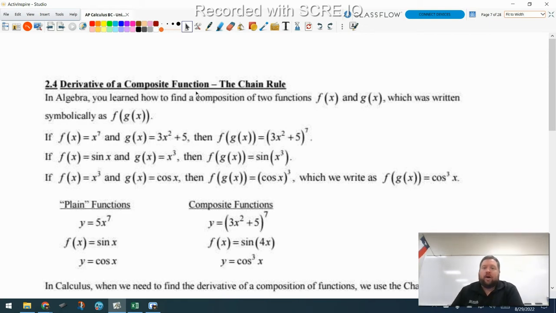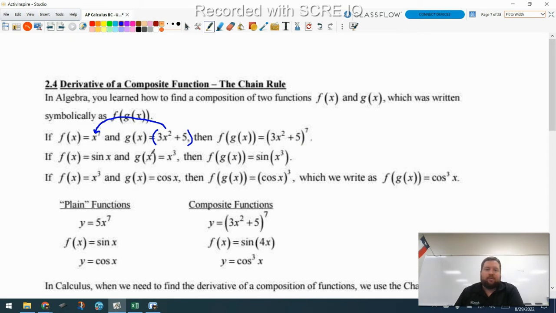All right, so a composite function, some examples. So f of x is given to you as x to the seventh power. g of x is given to you as 3x squared plus 5. So f of g of x would be taking 3x squared plus 5 and plugging it in for x right there. So you have 3x squared plus 5 where x used to be, and then to the seventh power because that was the function there.